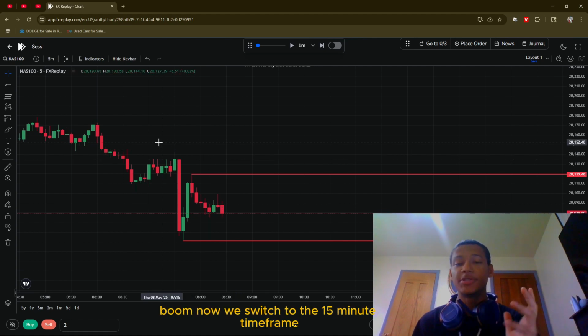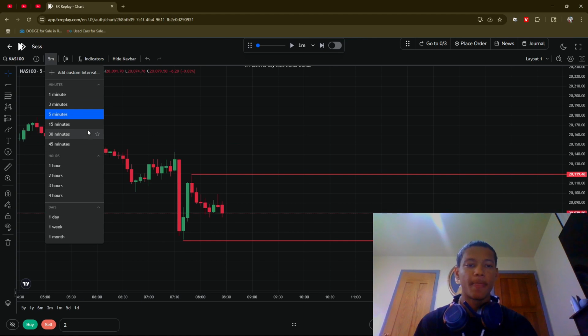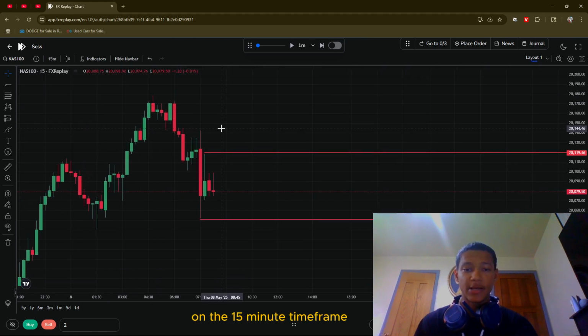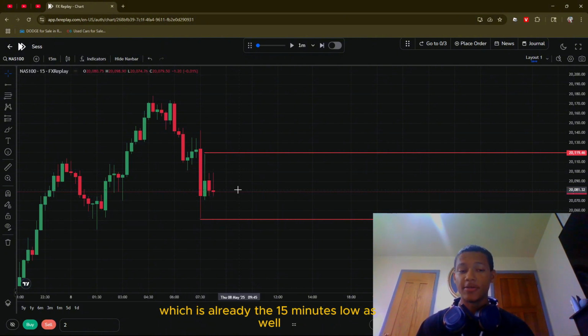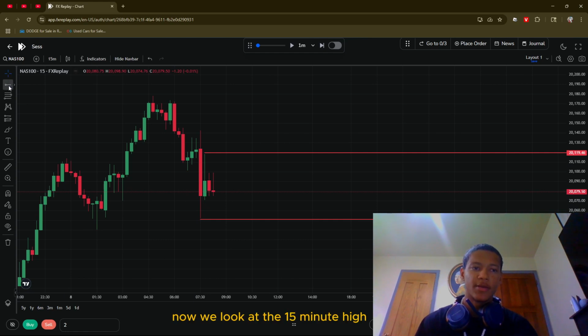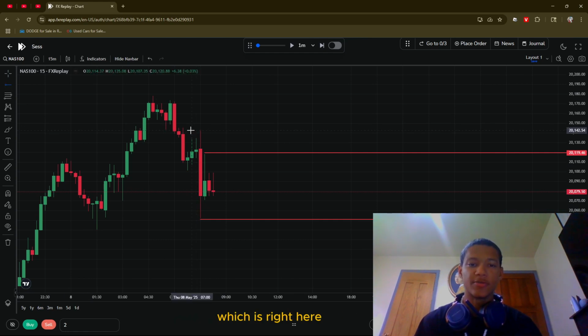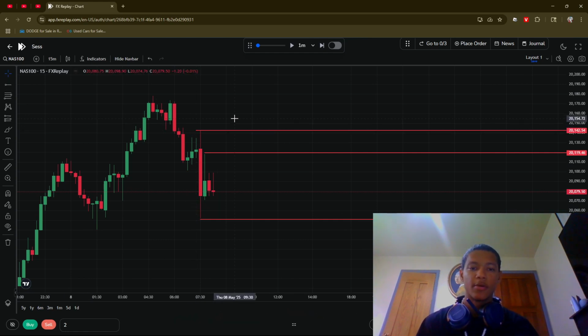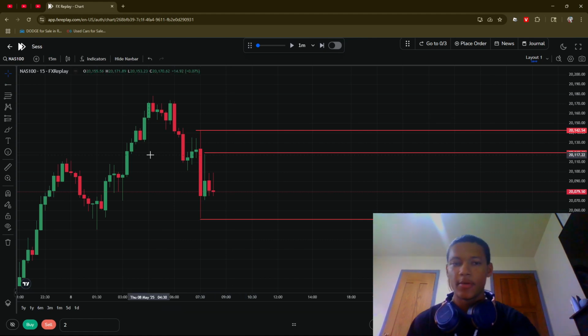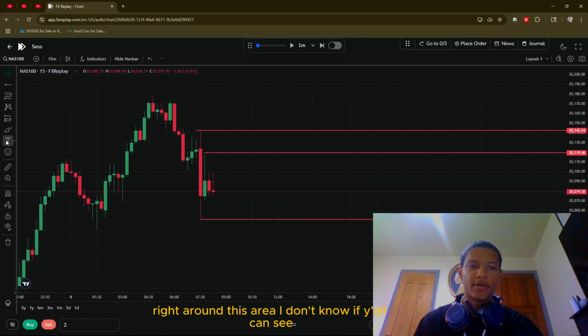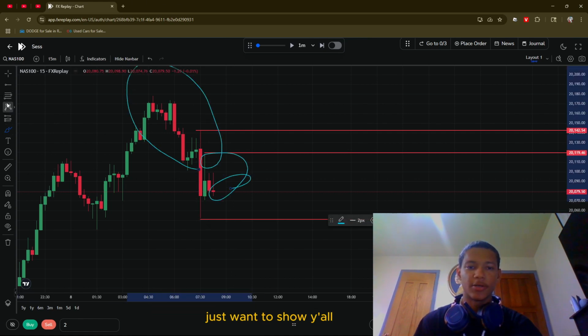Boom. Now we switch to the 15-minute time frame. On the 15-minute time frame, we have the 5 minute low right here, which is already the 15 minute low as well, so we don't worry about that. Now we look at the 15-minute high, which is right here. That's the most recent 15-minute high right there, right around this area. I don't know if y'all can see. Just want to show y'all.